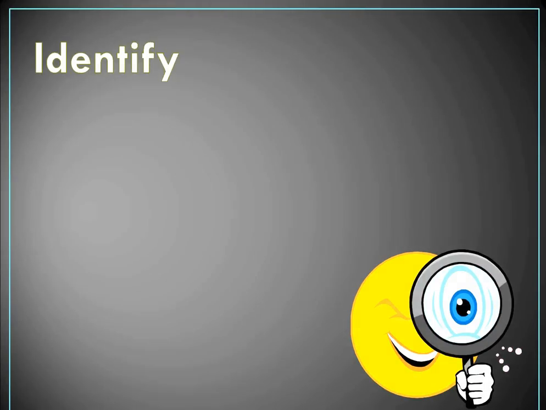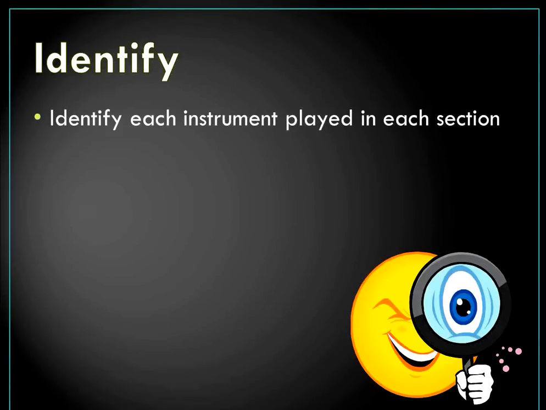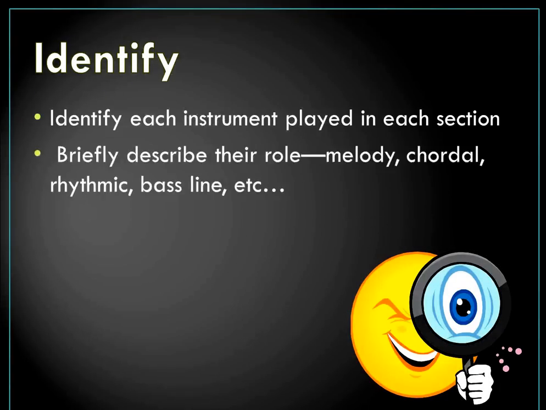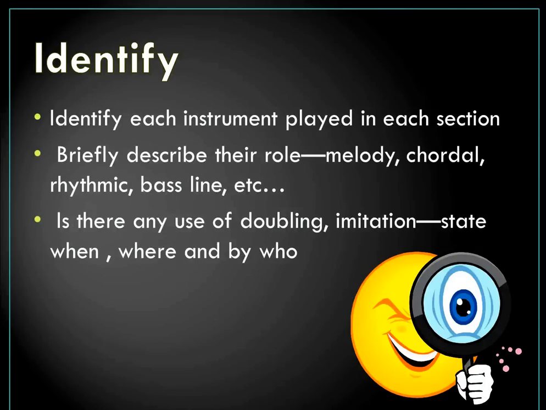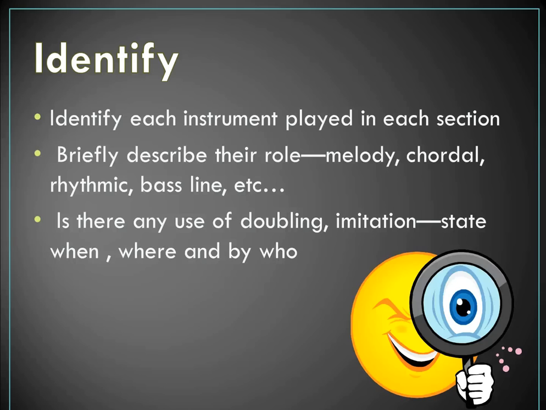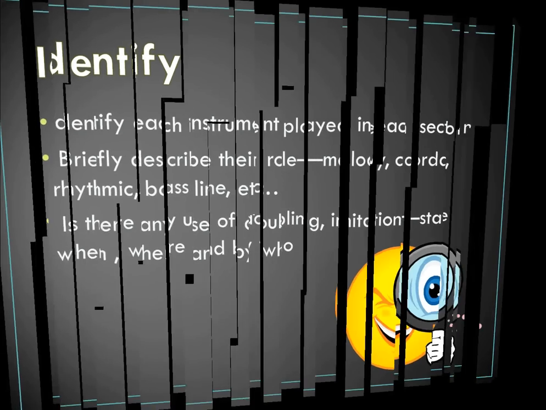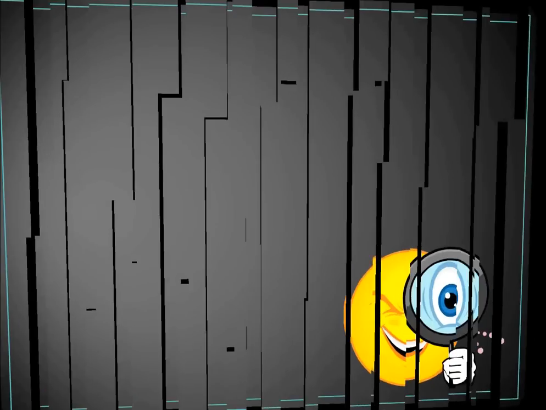Then you need to be able to identify. So identify each instrument played in each section. Briefly describe their role: the melody, chordal, rhythmic, bass line, etc., as much as you can. And is there any use of doubling or imitation? State when, where, and by who. Okay, this is where it starts to get a bit complicated, because there was a lot of this sort of stuff happening in this piece.